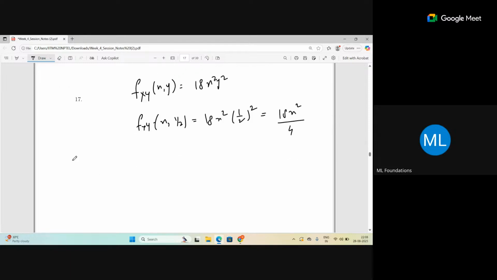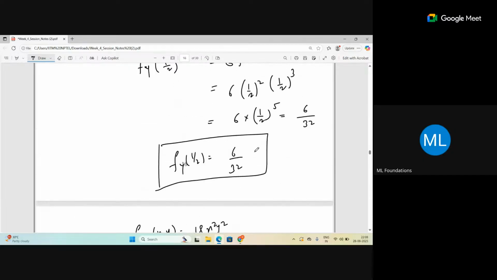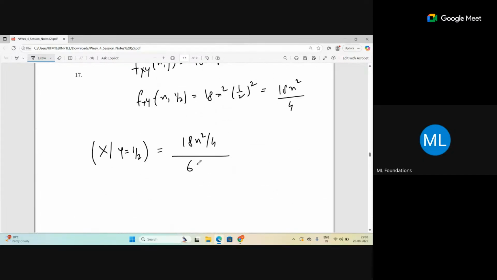So this conditional distribution, right? The distribution of x given y equal to half is equal to 18 x square by 4 in the numerator, and in the denominator is 6 by 32. So if I do the calculations, it will become 3 x square by 8. You can understand that this is a distribution of x, but it's conditioned on y equal to half.